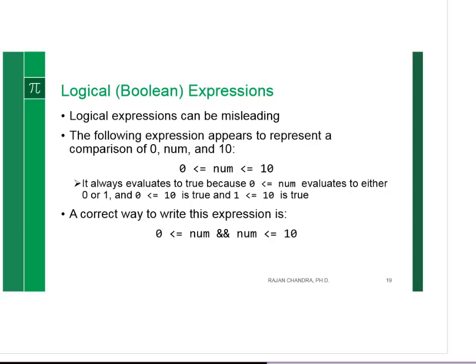And if you write something like this, 0 is less than or equal to num less than or equal to 10, it is always evaluated to true, because 0 is less than or equal to any positive number is true, and true means this answer is a 1. So 1 is less than or equal to 10 is always true. So the correct way to write the expression is to split it using the AND operator as shown below.